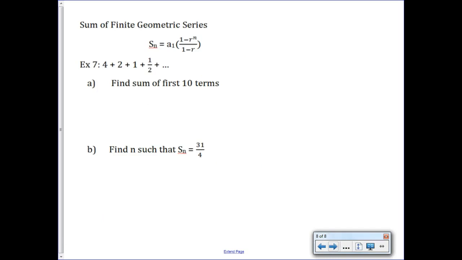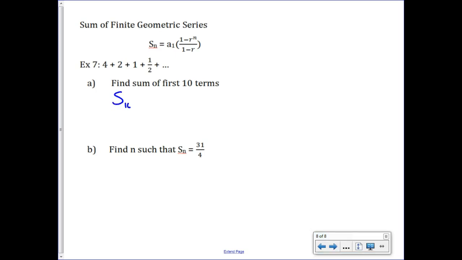Sum of a finite geometric series looks like this. So a little bit different than what ours looked like before. So S of n, the sum of n terms, is equal to our first term times 1 minus our ratio to the nth power, so some number of terms, over 1 minus our ratio. So the sum of the first 10 terms is what this is asking for. Notice we don't need to know what that 10th term is in this case to find it.